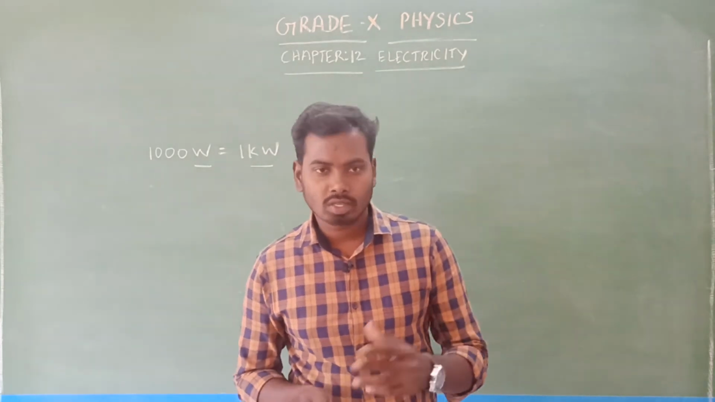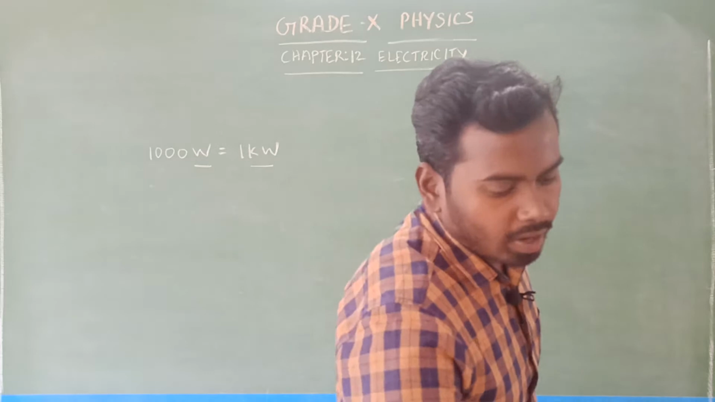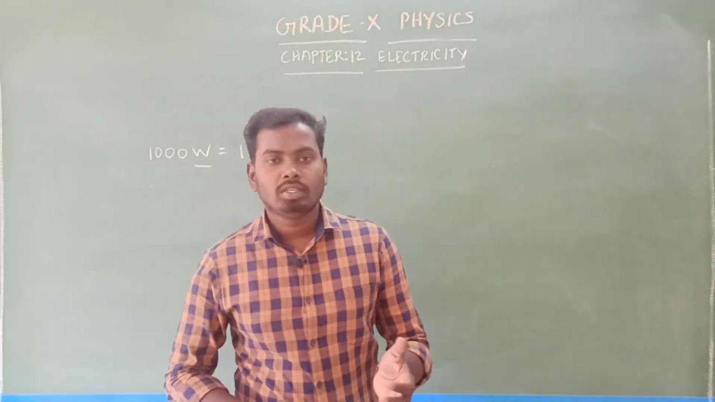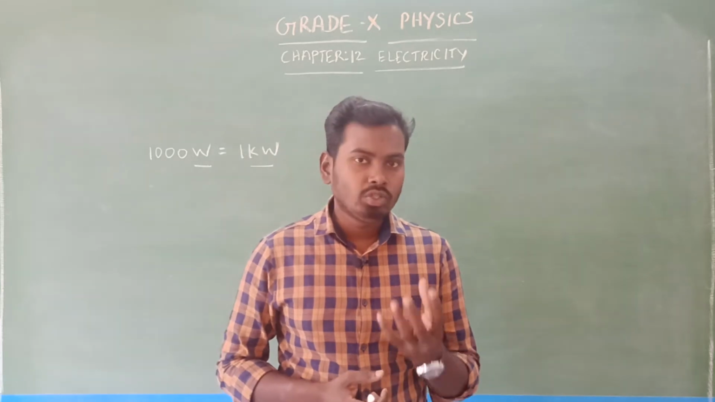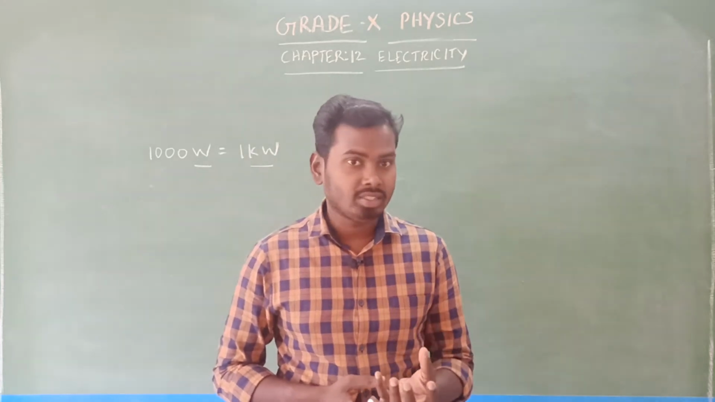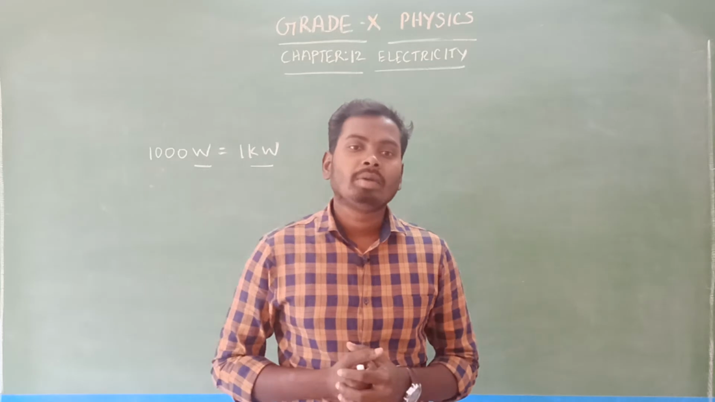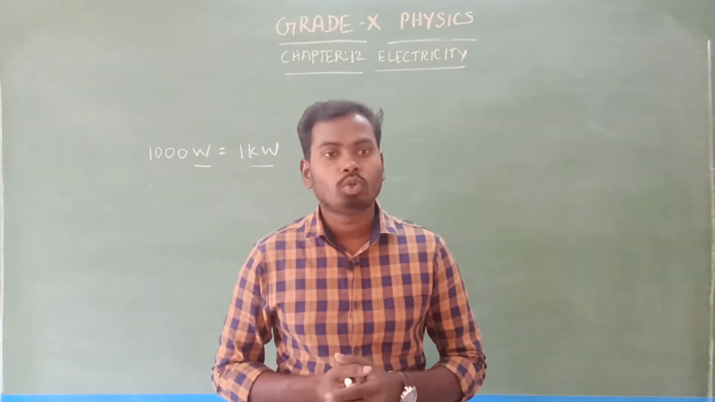Is it clear, students? So I define 1 watt: 1 watt is equal to 1 joule divided by 1 second. When an electrical appliance consumes 1 joule of electrical energy in 1 second, then the power of the electrical appliance is said to be 1 watt.